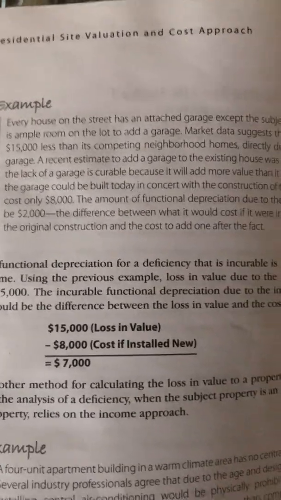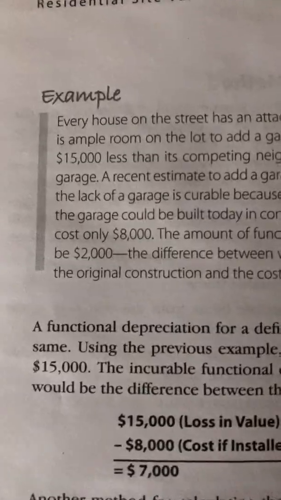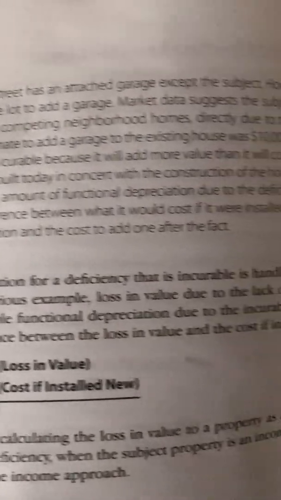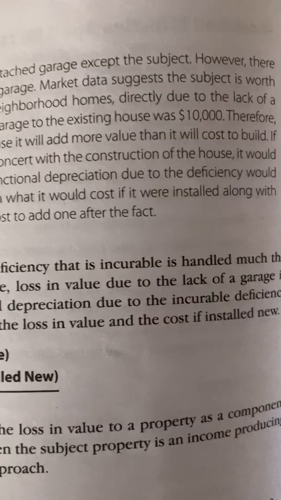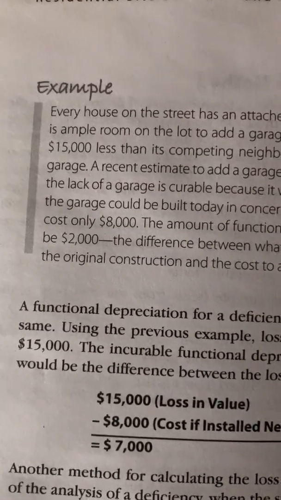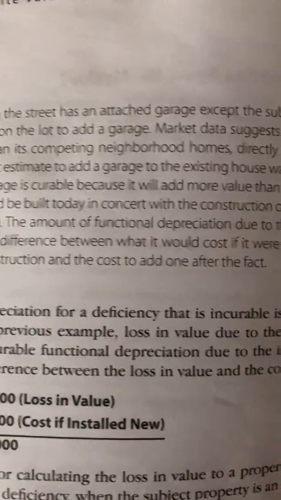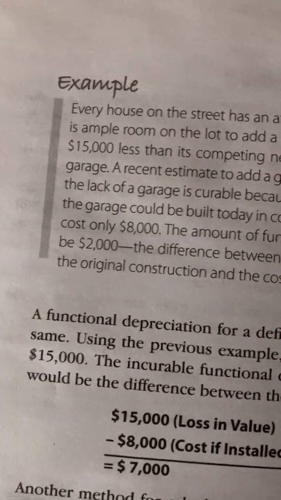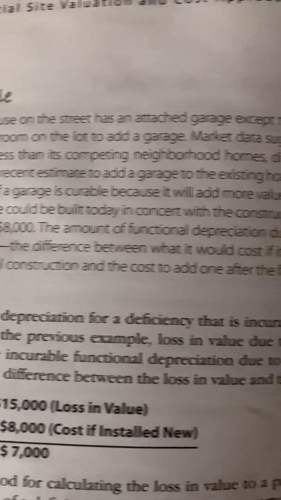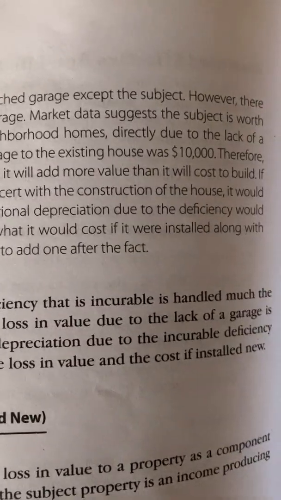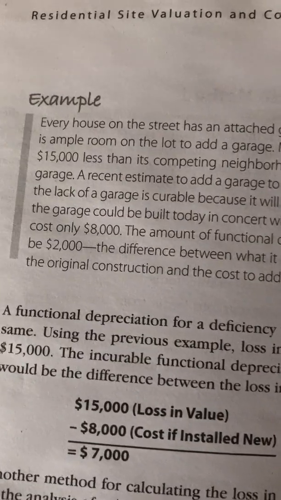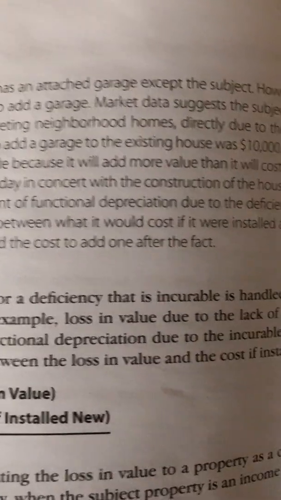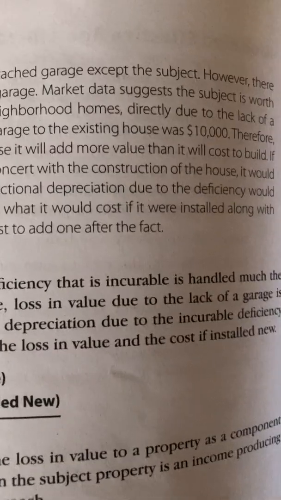Residential Site Valuation and Cost Approach, page 98. Example: every house on the street has an attached garage except the subject. However, there is ample room on the lot to add a garage. Market data suggests the subject is worth $15,000 less than its competing neighborhood homes, directly due to the lack of a garage. A recent estimate to add a garage to the existing house was $10,000.